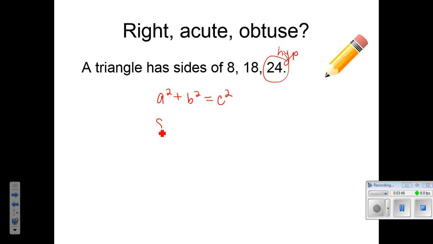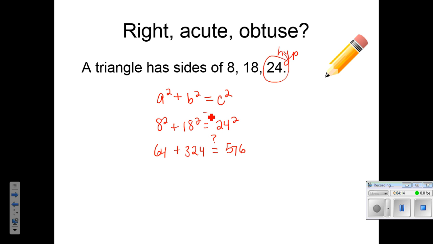So I'm going to do 8 squared plus 18 squared equals 24 squared. When I do that, I'm going to get 8 squared is 64, and 18 squared is 324. So 64 plus 324, and 24 squared is 576.